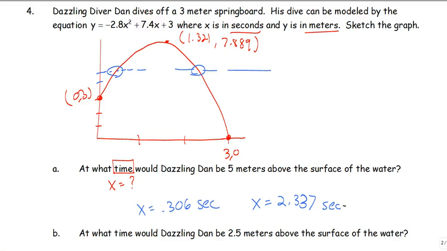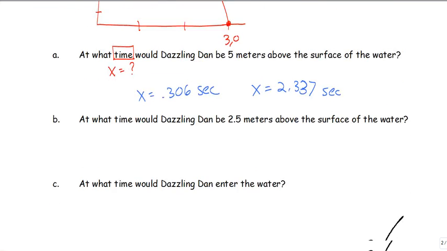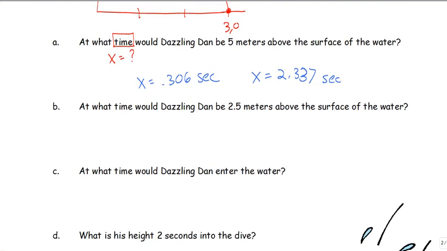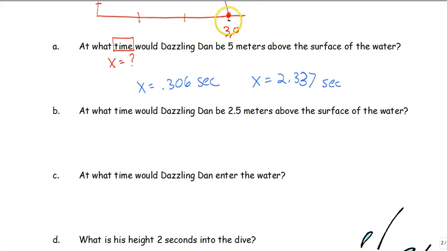Now, at what time would he be 2.5 meters above the surface? Now this one you should notice that that's only going to happen once. Here's 2.5. It's only going to hit there because he starts above that point. Okay? At what time would Dazzling Dan enter the water? We basically found that already. He enters the water at 3 seconds because that's when he hits.